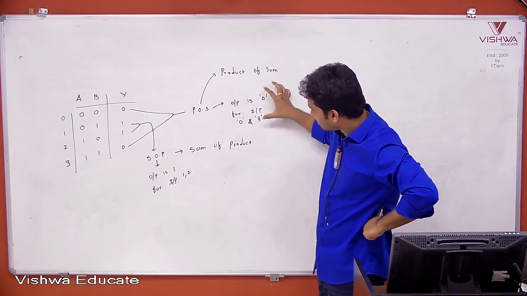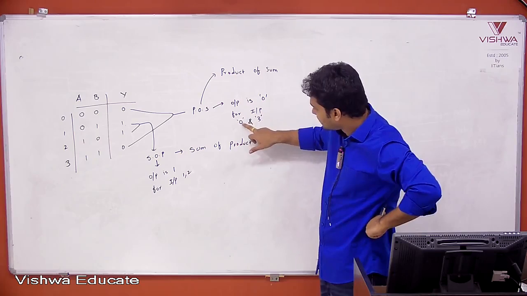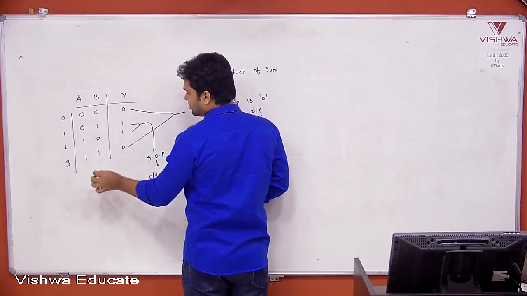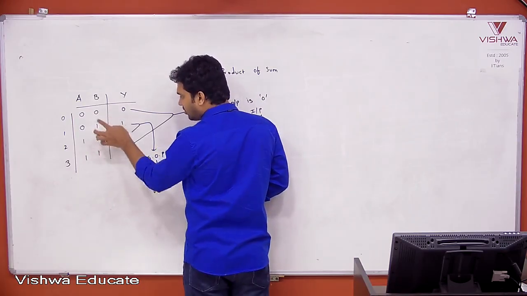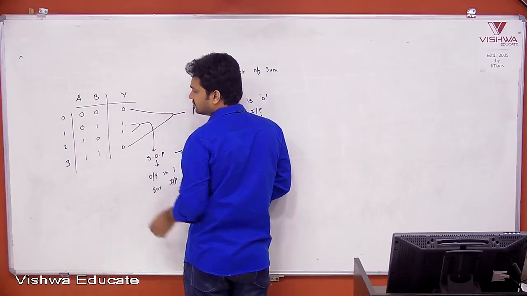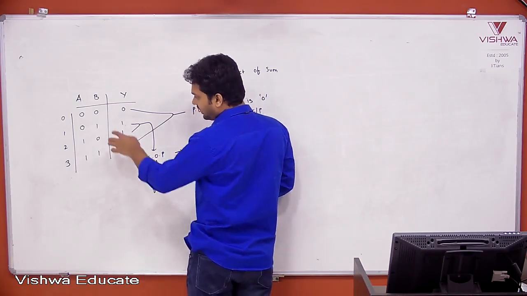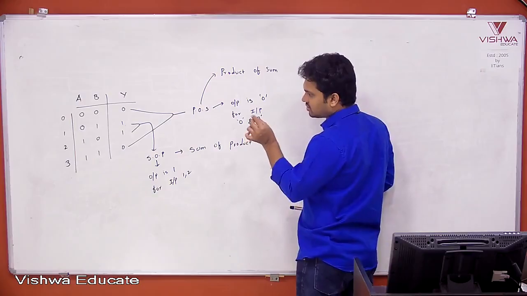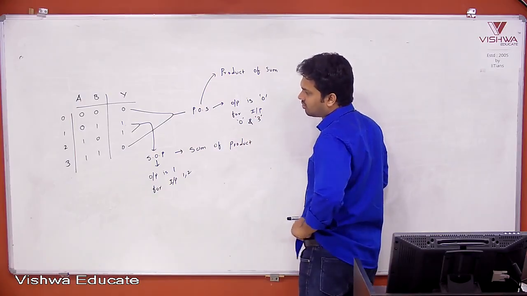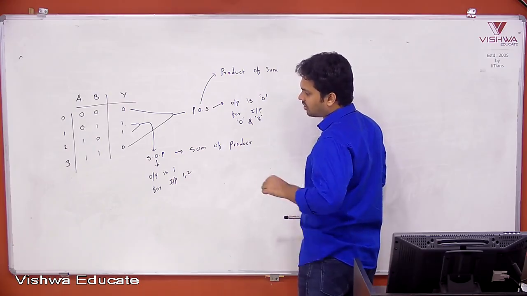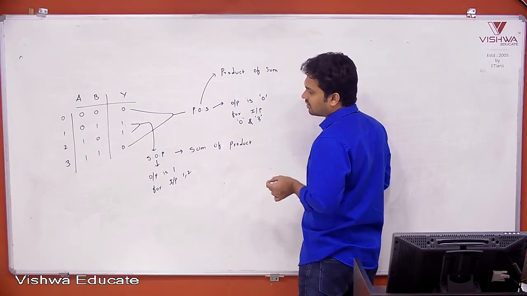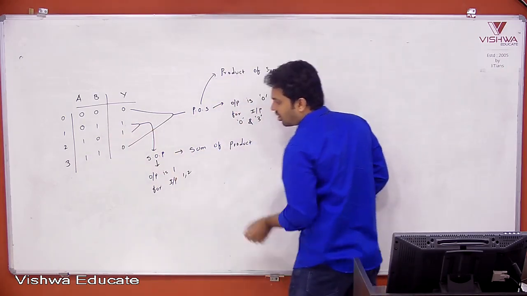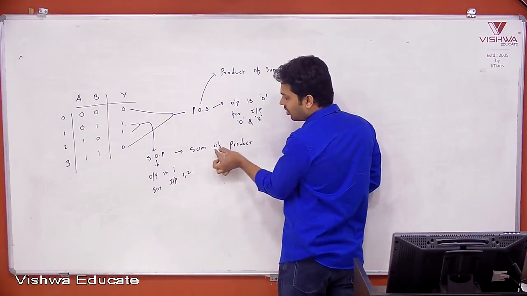First understand this. Output is 0 for the inputs either 0 or 3. That is, if A and B are 0, 0 occurs or 1, 1 occurs, if any one of them has occurred, my output should be 0. Similarly here, if any one of them occurs, my output should be 1. That is, your input is 0, 1 or 1, 0. If any one of them is 1, your output should be 1. What is the meaning of this? It is nothing but the OR operation of these two cases. OR operation means a sum. That's why it is sum of products.